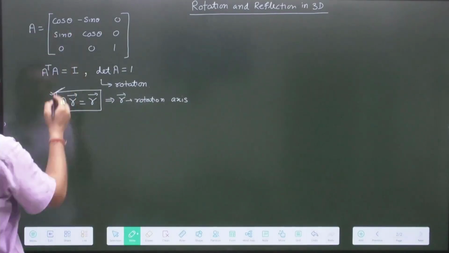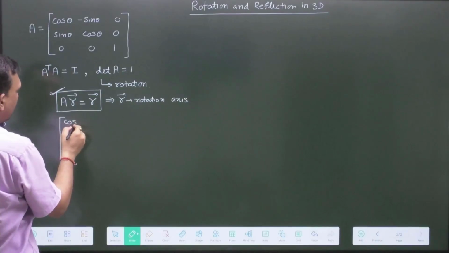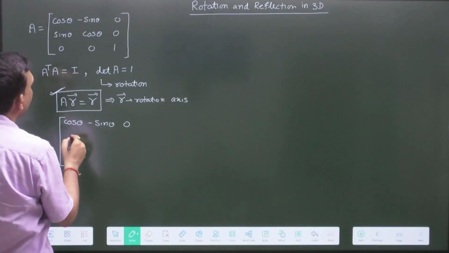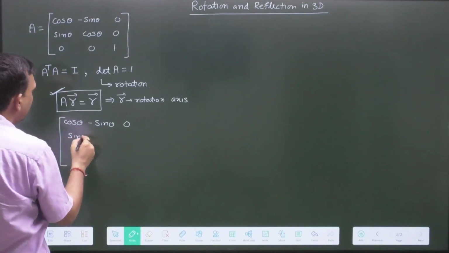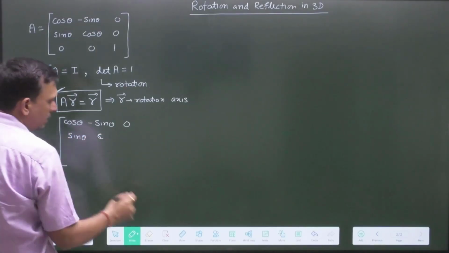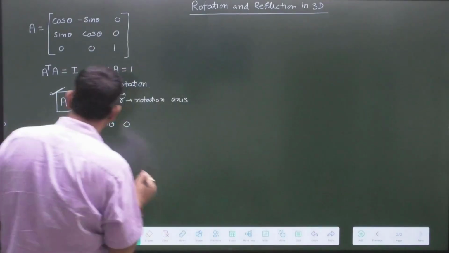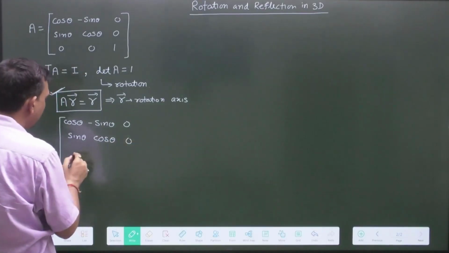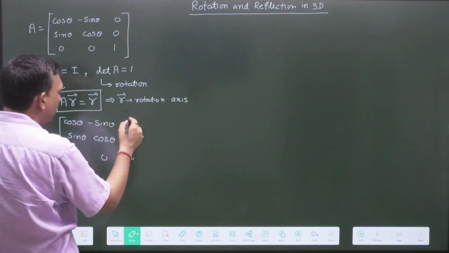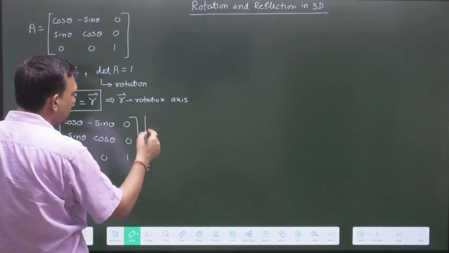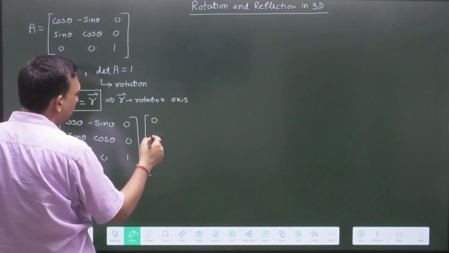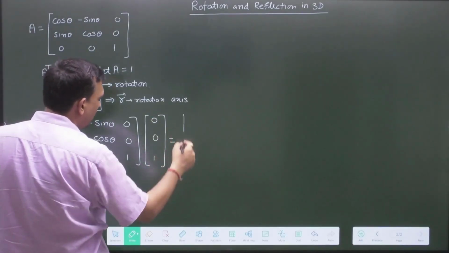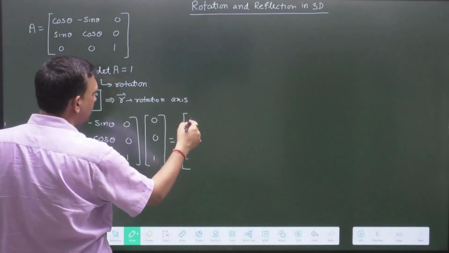So for example here, the matrix is cos theta, minus sine theta, 0; sine theta, cos theta, 0; 0, 0, 1. So let's operate this on the z axis, so this is 0, 0, 1. What are you getting? You will get 0, 0, 1.